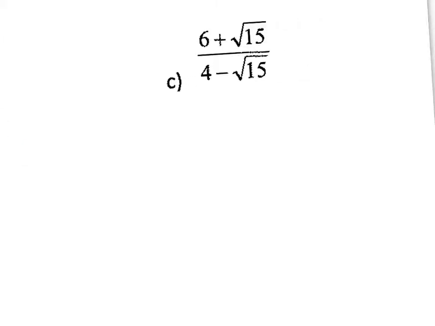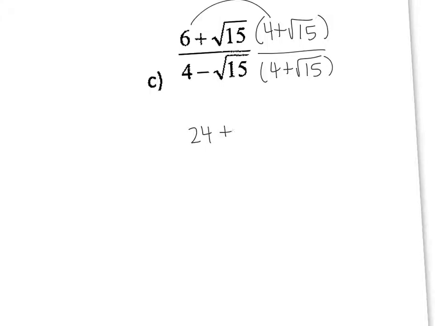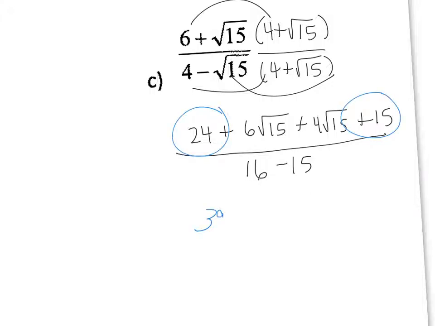And then the last one, the conjugate of 4 minus root 15 is 4 plus root 15. So the top part is going to be 24 plus 6 root 15 plus 4 root 15 plus 15. In my denominator, I'm just going to do a times a and b times b, so it's 16 minus 15. So if I simplify, I'm going to have 39 plus 10 root 15 all over 1, so I can just write it like this.